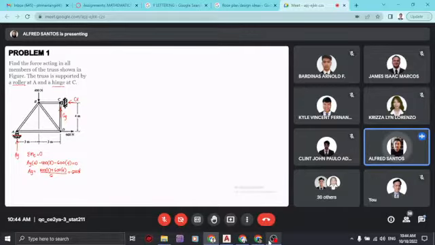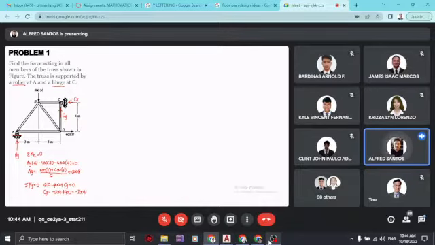Okay, nasundan yung pagkuha ng AY. Okay, next, summation Fy tayo is equal to 0. So you have your AY as 600 pataas, and then minus 400, which is yung external load na to. And then plus Cy, which is an upward force. So your Cy is negative 600 plus 400. So this is equal to negative 200 Newton.